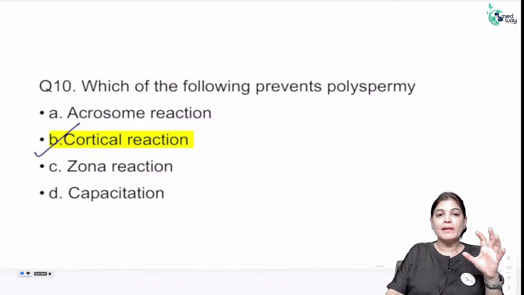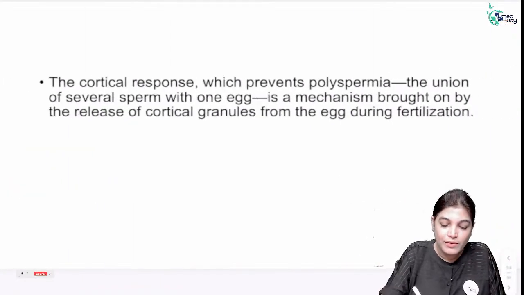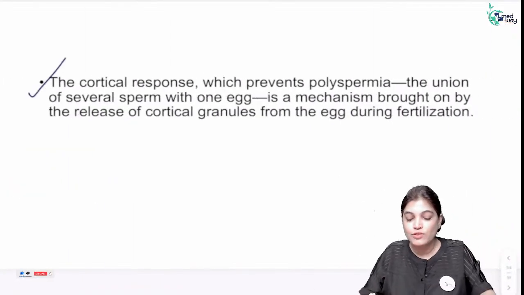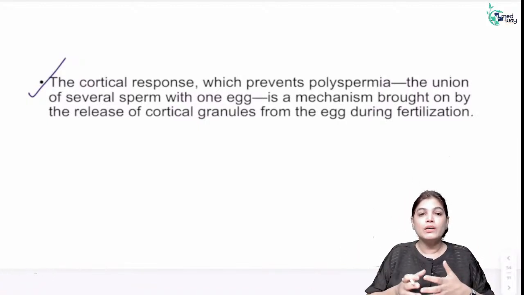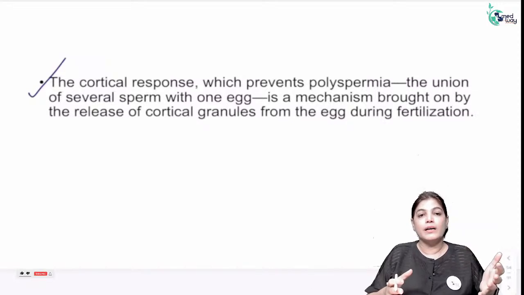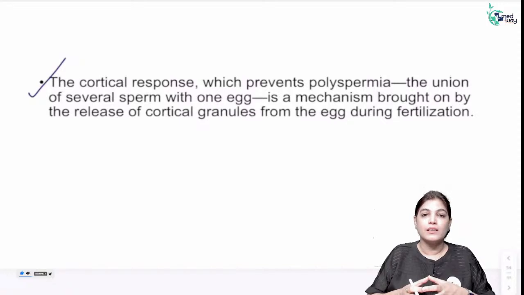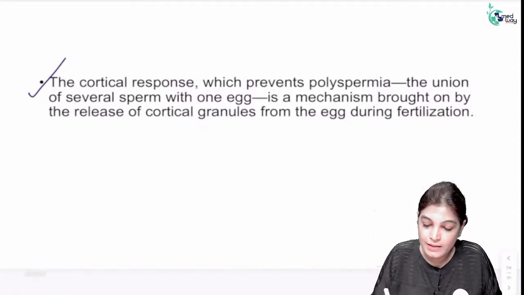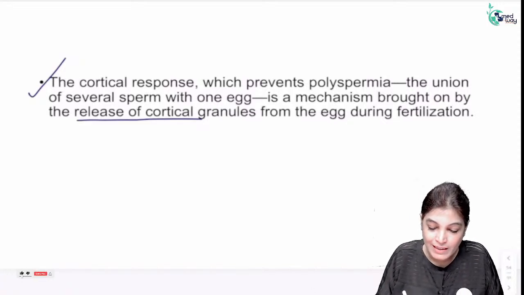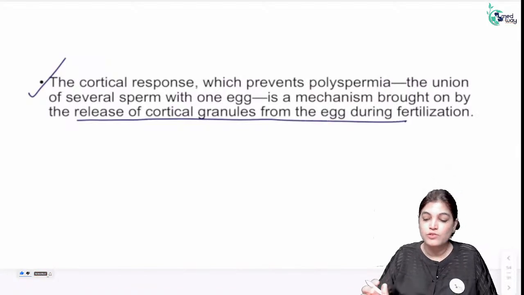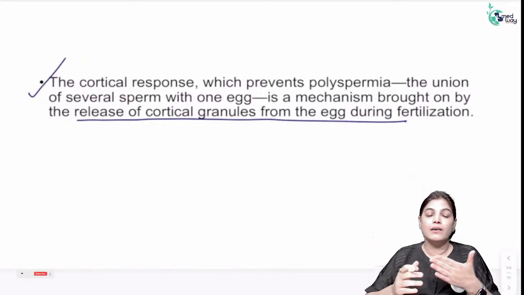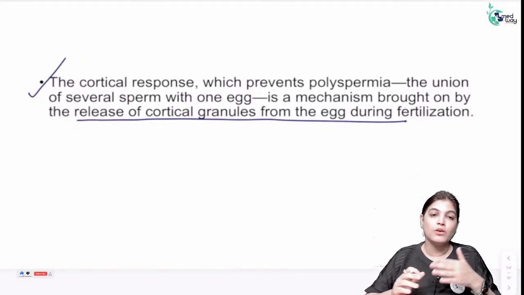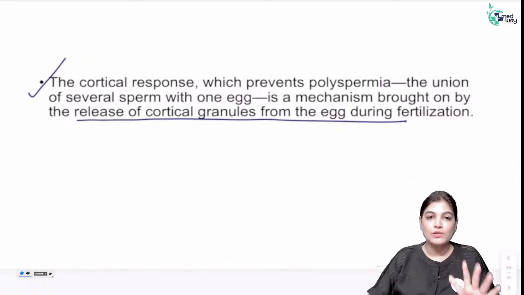Now let me explain briefly about this. When we are talking about the cortical reaction, this cortical reaction is preventing polyspermy. The union of several sperm with one egg would lead to polyspermy. It is a mechanism brought on by the release of cortical granules from the egg. Actually the impermeability is formed and the other sperms do not penetrate. So the right answer will be cortical reaction.